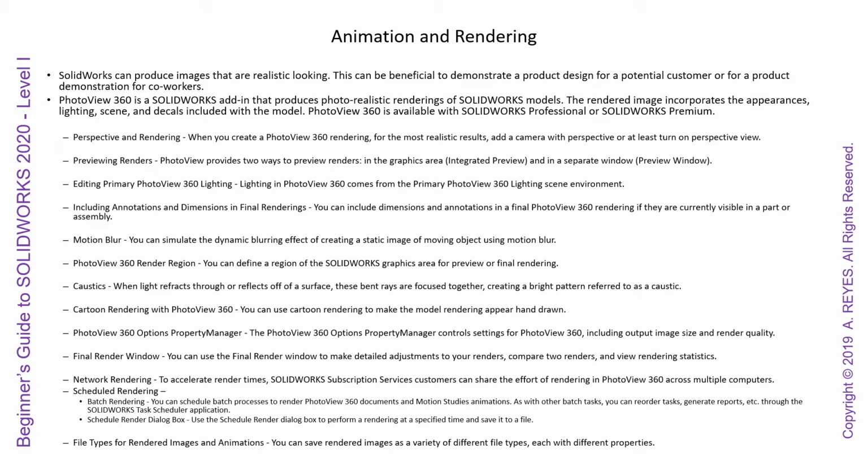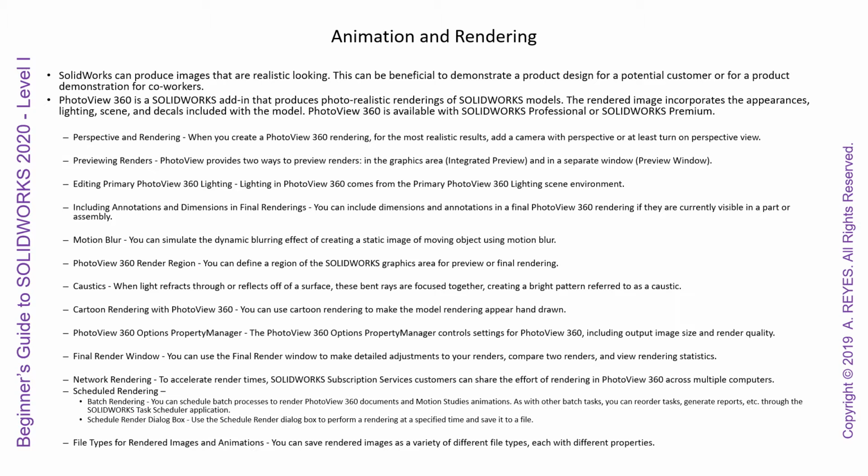PhotoView provides two ways to preview renders, so you can see it in the graphics area or in a separate preview window. If you're editing, you can edit things like the lighting. The lighting in PhotoView 360 comes from the primary PhotoView 360 lighting scene environment, so you can put a sun on one side or the other, just depending on if you want shadows one way or the other, or what you want to highlight. You can include dimensions and annotations in a final PhotoView 360 rendering. You can simulate a dynamic blurring effect, creating a static image of a moving object using motion blur. So if you wanted to show what it may look like if it was moving, you can do that.